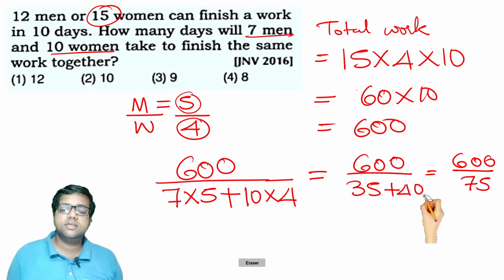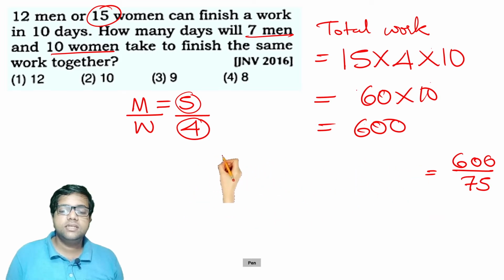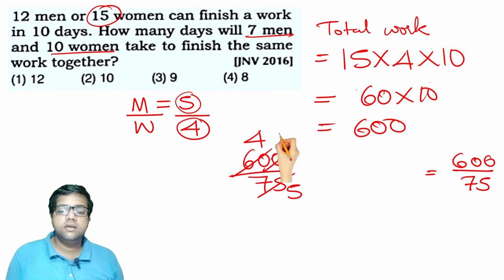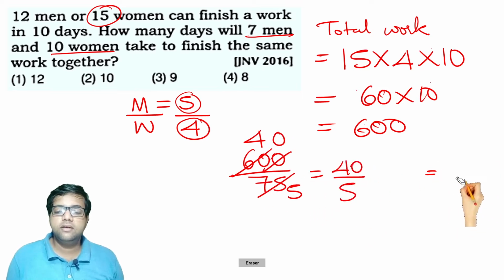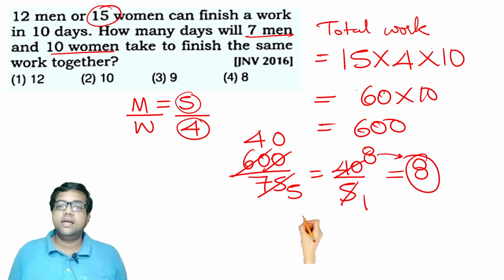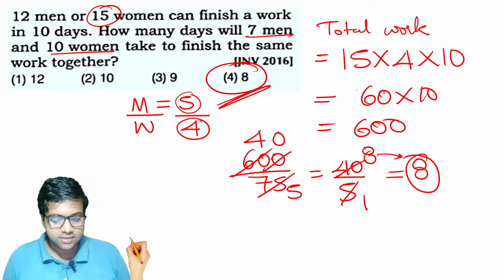Can we divide 600 by 75? 600 by 75, this is what we get. So this will go in the tables of 15. 15 fives are 75, 15 fours are 60, 15 zeros are 0. So you get 40 by 5, and 40 by 5 is equal to 8, because 5 eights are 40. So you will get 8 as the answer. So option 4 is the right answer for this question.